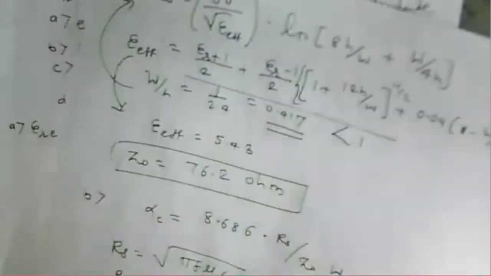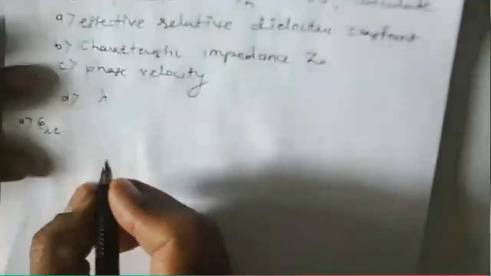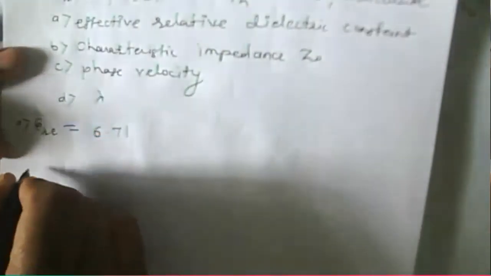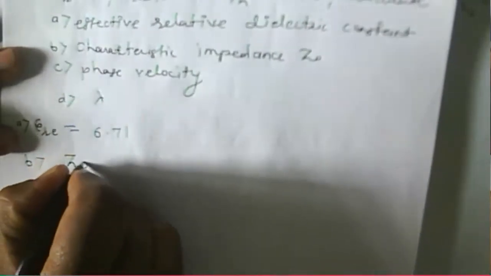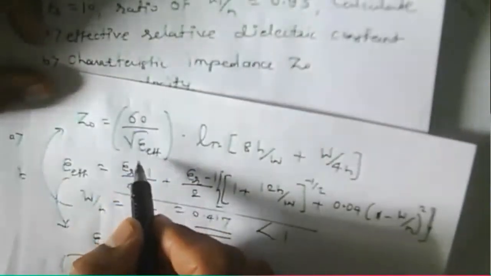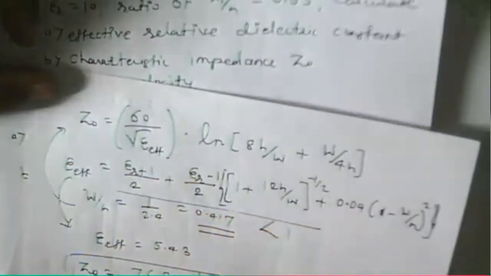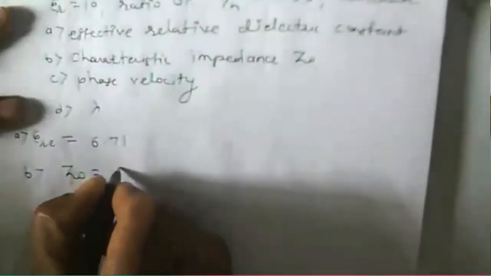So now we need to calculate epsilon Re, that is A. The same equation: epsilon R plus 1 by 2, epsilon R minus 1 by 2. Okay, same earlier equation. You see that. So we can use the same equation for this epsilon R. Epsilon is equal to what? Same equation that we can use for the calculation of epsilon. And after solving this, we'll get that epsilon effective will be 6.71.